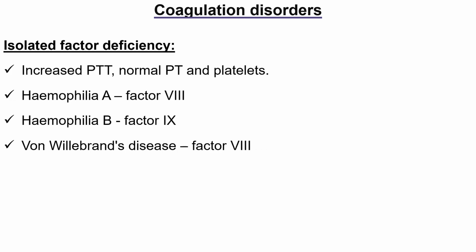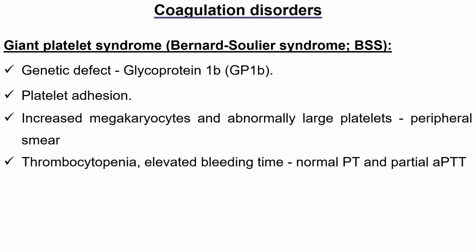There are certain isolated factor deficiencies that lead to increased PTT, normal PT, and normal platelets. Hemophilia A, that is factor 8 deficiency, hemophilia B, factor 9 deficiency, and von Willebrand disease can lead to increased activated partial thromboplastin time.